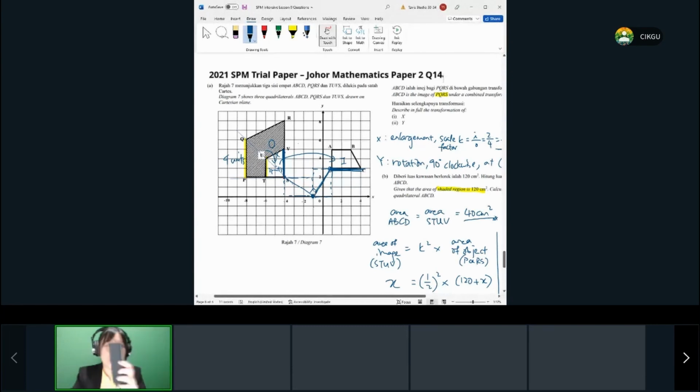Imagine, you guys look at my camera. Imagine if this is the ruler. Okay, imagine if this is a ruler. This side is 90 degrees. You see here, this side is 90 degrees.